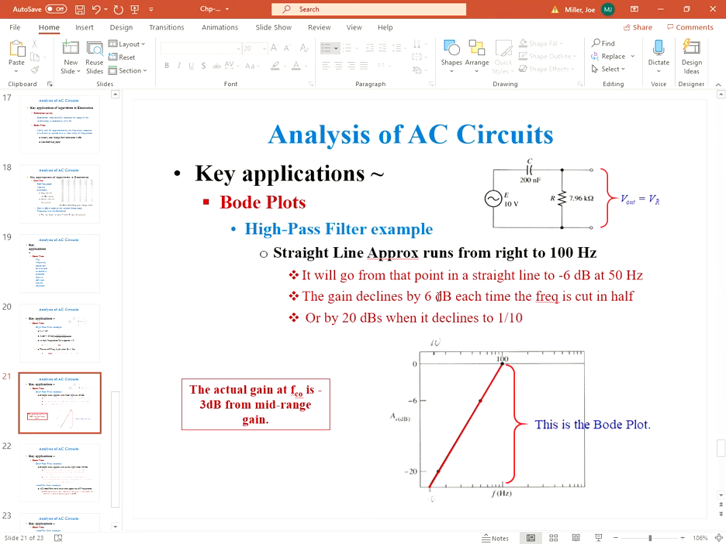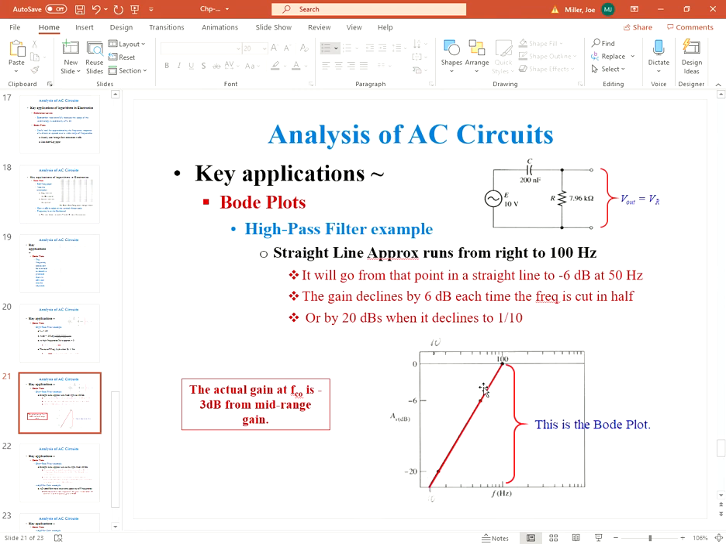The gain declines by 6 dB each time the frequency is cut in half, or 20 dB when it declines by a factor of 10. So when the frequency goes from 100 Hertz to 10 Hertz, the frequency goes down.